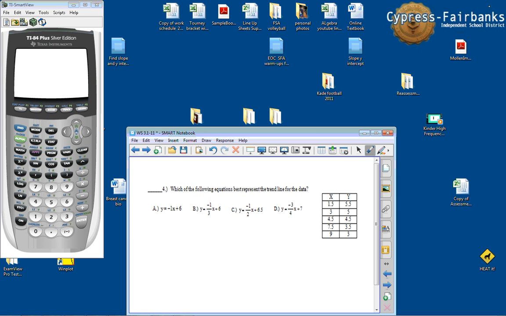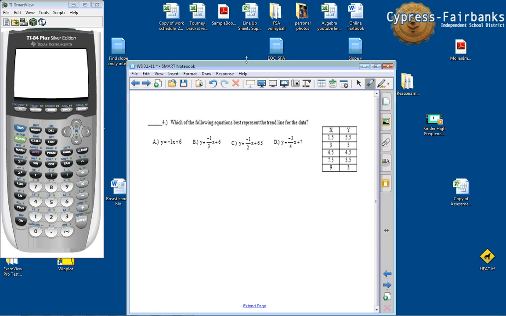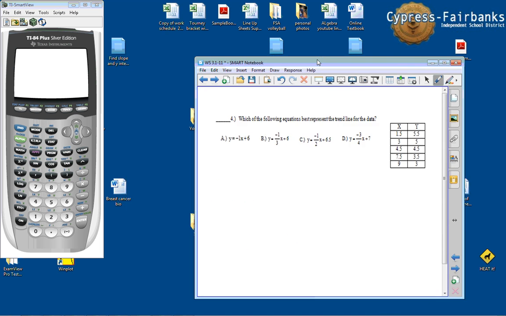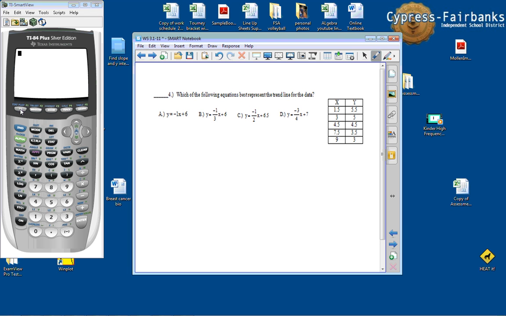let's go in our calculator and put in there, let's try the first one. Negative 1x plus 6. And let's press second graph. Let's just look at the whole numbers first. It says 3 and 5.